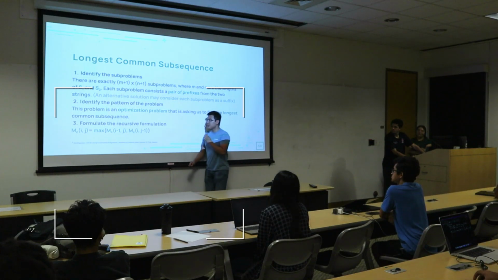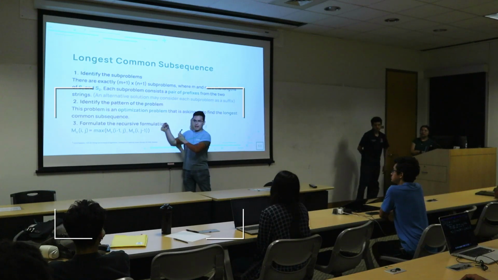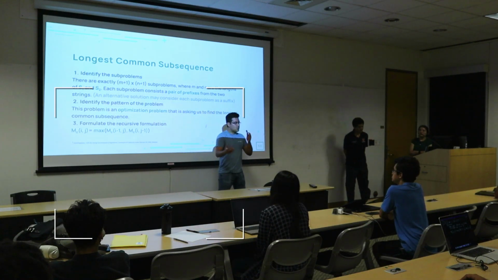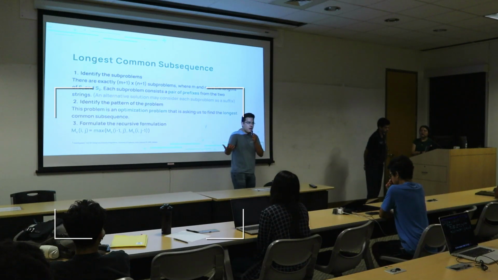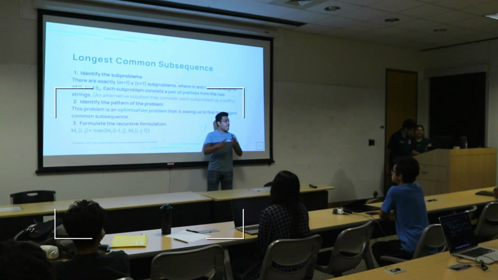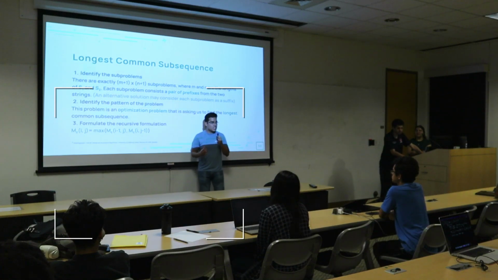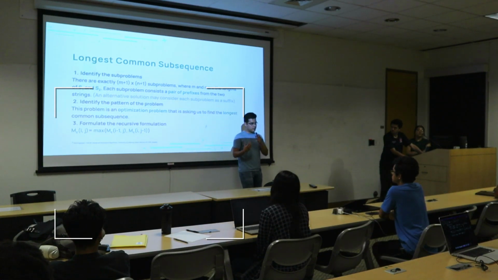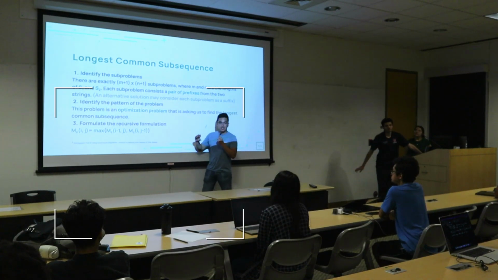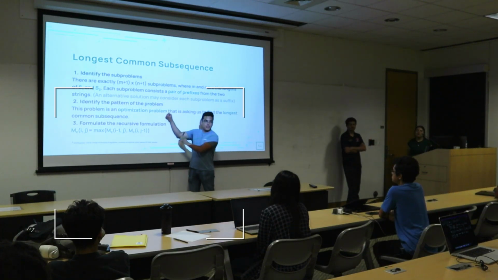So when we have the same elements, we move both down the string, right? Because there's no reason for us to stay in that position because we already found a common element. But what about if we haven't? That's why we're going to use the max, because the max will help us optimize, right? It's going to help us decide which position we stay on.